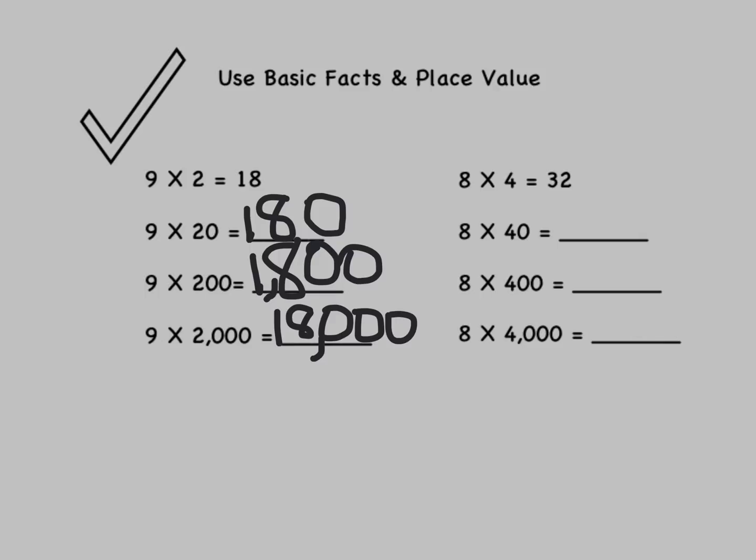All right, boys and girls, why don't you go ahead and try the next basic fact and place value little trick we just learned on your own. So now you're going to do 8 times 4 equals 32. And you're going to go ahead and complete 8 times 40 using the trick we learned, 8 times 400, and then 8 times 4,000 using the trick that we just learned. Once you're ready and you think you've got the correct answers, go ahead and push play and we'll check them together.